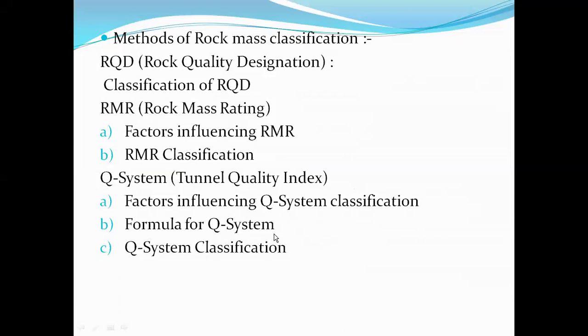In the Q system, what are the indices that we will be getting? It is based on several factors: RQD, joint set number, joint roughness number, joint alteration number, joint water condition, and the stress reduction factor. So these are the six factors that influence the determination of the Q system, or the quality system. And that is the formula. For the Q system classification, based on the results that we get, how exactly the rock mass is classified, that classification also we have discussed.